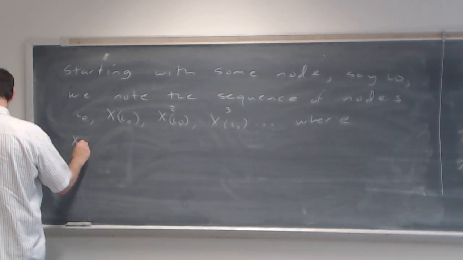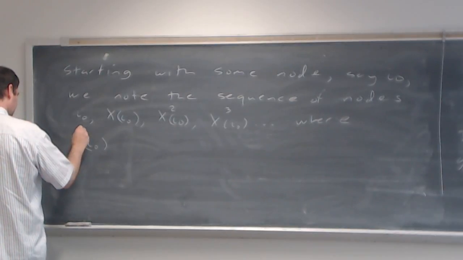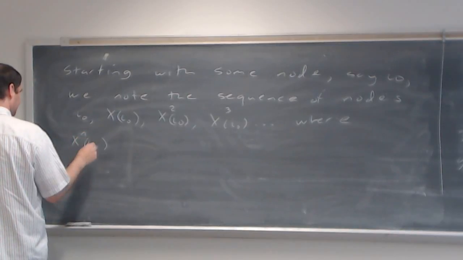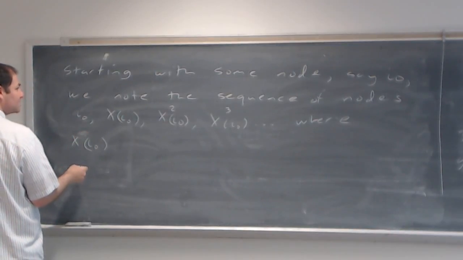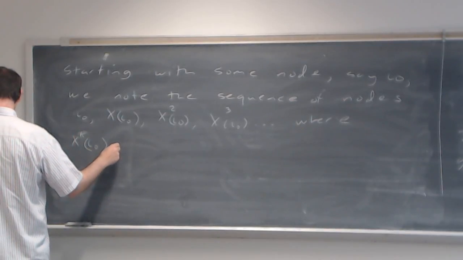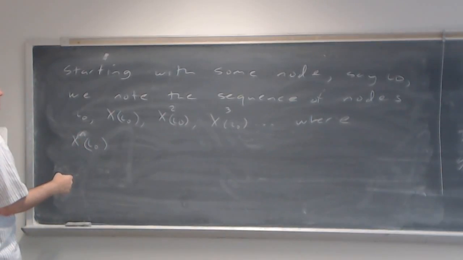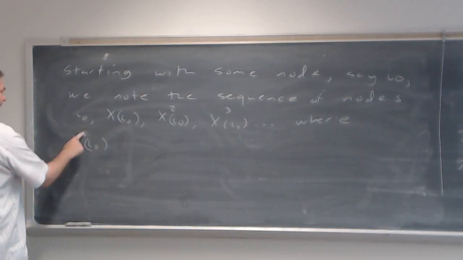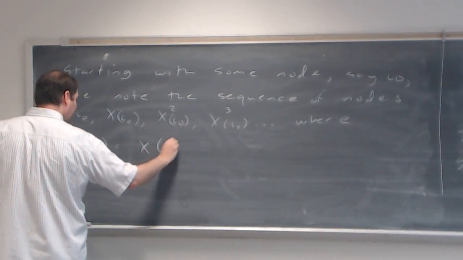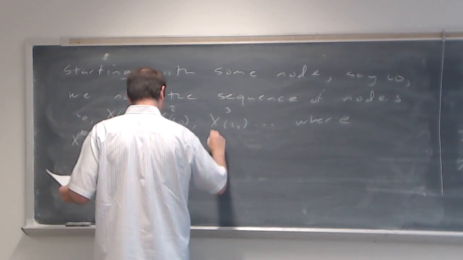I'll say x of I sub 0 raised to the, let's call it the k power, just to give it a name. Let's call it k so it doesn't match the number of nodes. x of I sub 0 raised to the k is equal to x applied to x raised to the k minus 1 of I sub 0.